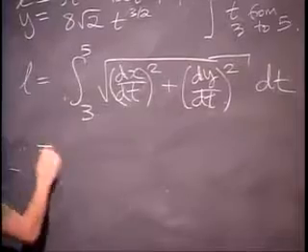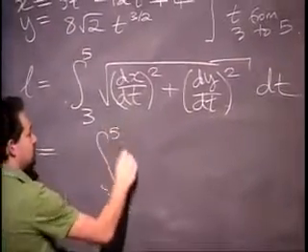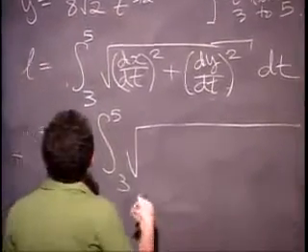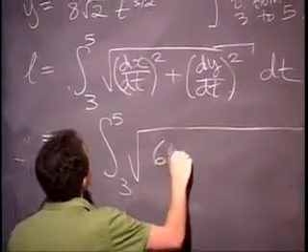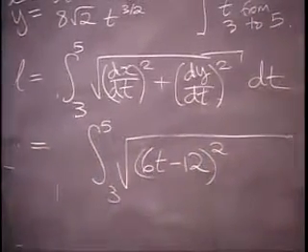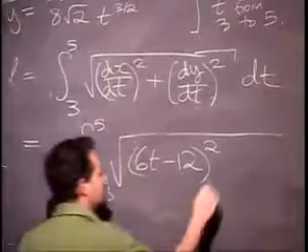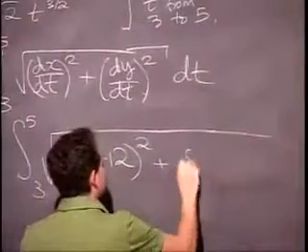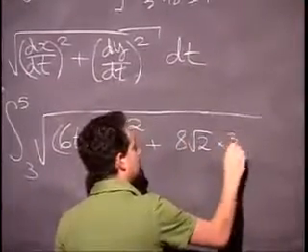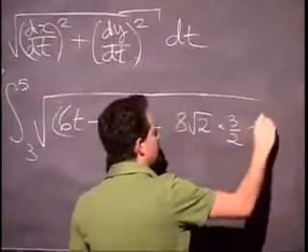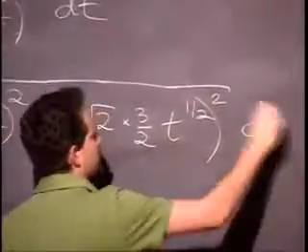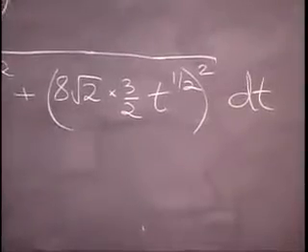Okay, so what is this? We have to differentiate x, and we get 6t minus 12. But we have to square that. How about dy/dt? Well, you've got this constant 8 root 2, and then the 3 halves comes down, and you'll get t to the 1 half. You have to square that, the derivative all squared. So what is this?